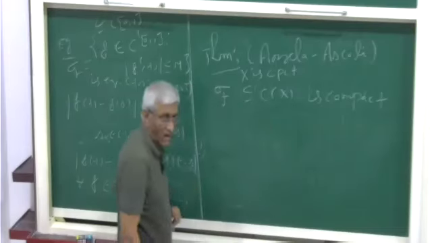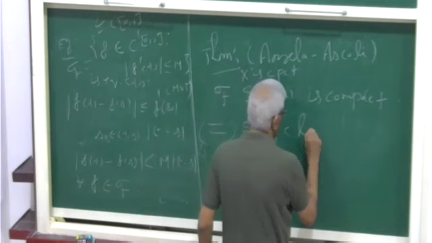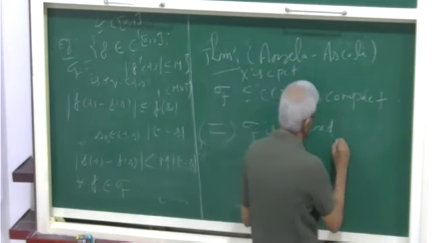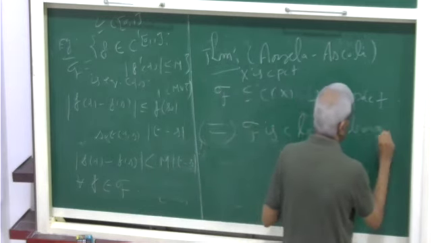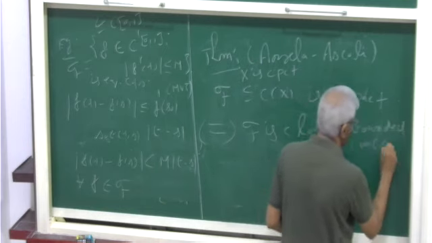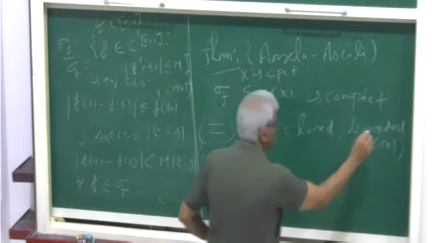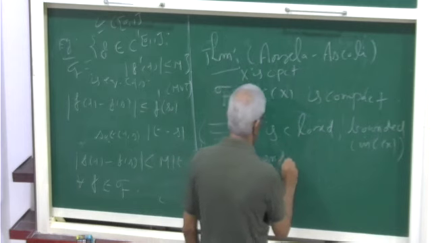Any subset F is compact if and only if F is closed, of course, any compact set is closed, bounded. Here, bounded means bounded in C of X. That means it is uniformly bounded. Let me come to that. And equicontinuous.